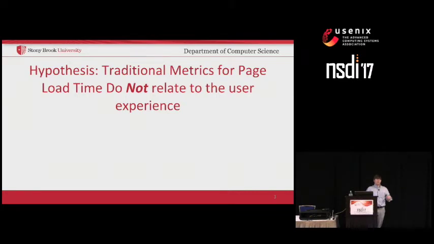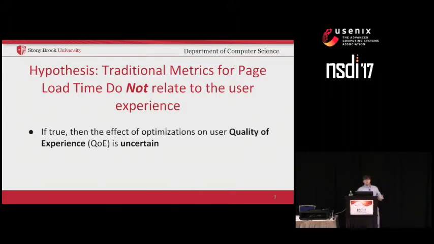Our work operates under the hypothesis that traditional page load time metrics, or traditional PLTs, used to measure the page load time do not actually correlate or relate to the user experience. If this is true, then this leaves the effect on existing web optimizations which optimize the PLT, their effect on the user quality of experience, uncertain. So in order to gain some intuitive examples as to why this might be the case, let's see how PLTs operate on the modern web.